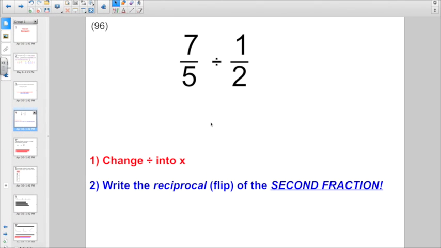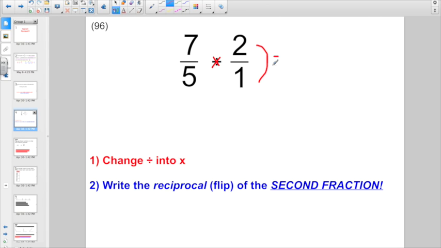All right, let's check out this one coming at us from lesson 96. And I still have some people getting confused with these. You have 2 rules with dividing fractions. First, you want to change your divide sign into times, right? Next, you'd want to write the reciprocal of the second fraction. Instead of 1/2, let's get those numbers flipped around, and you would end up with 2/1, right?